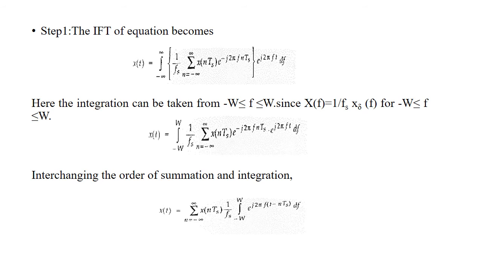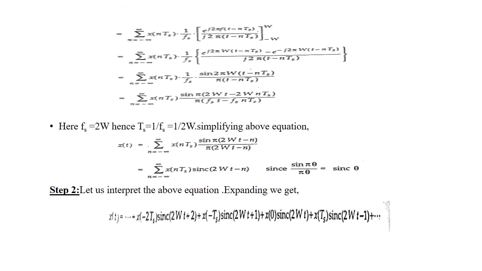Interchanging the order of summation and integration, we get x(t) = summation n = -∞ to ∞ of x(nTs) 1/fs integral from -W to +W of e^(j2πf(t - nTs)) df. That becomes summation n = -∞ to ∞ of x(nTs) 1/fs times e^(j2πf(t - nTs)) divided by j2π(t - nTs), with the limits from -W to +W.